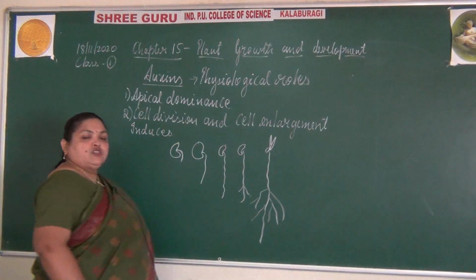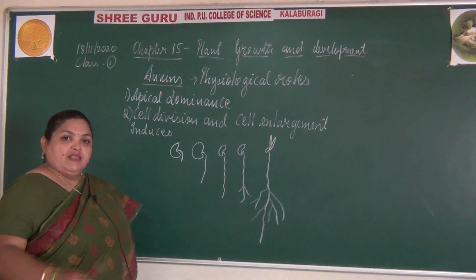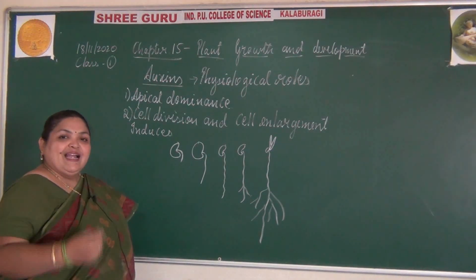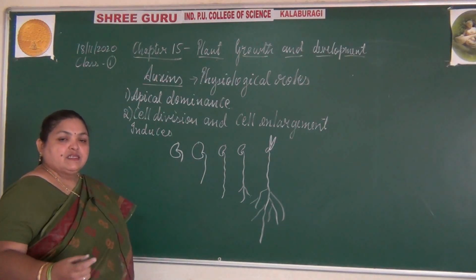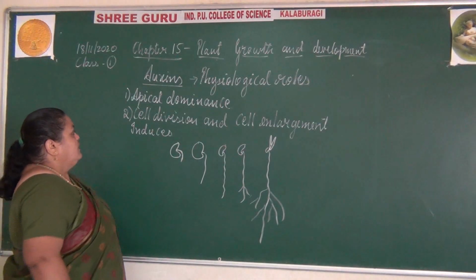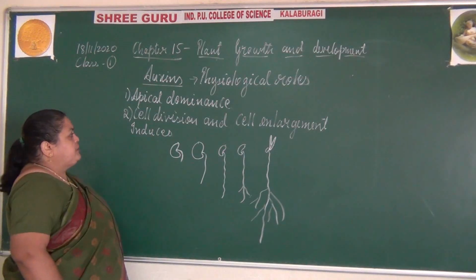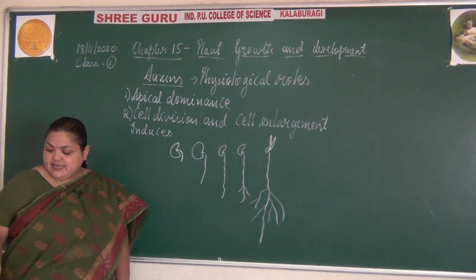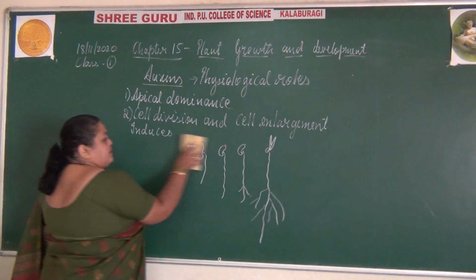and in cell division, that is the meristematic region, these auxins activate the dividing cells and make the cells divide very rapidly. So auxins are inducing cell division and cell enlargement.